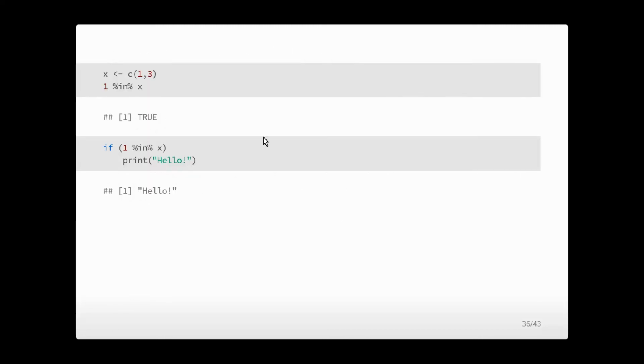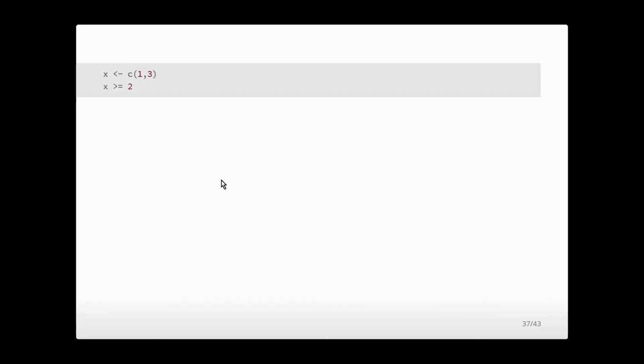Okay, so over here I say x is 1 and 3, and then we're going to say is 1 in x, that is true, okay? And then so we say if 1 is inside x, which is true, print hello. And it goes hello, and that's it, okay? And because there's only one thing to execute, I left off the curly braces. It's probably a good habit to always use the curly braces, okay? Unless it's like very short code that you're throwing together.